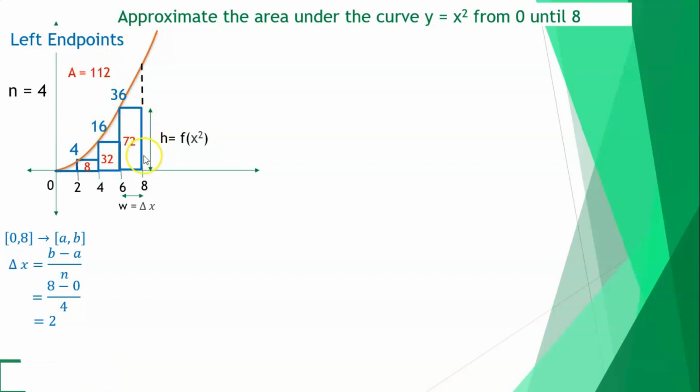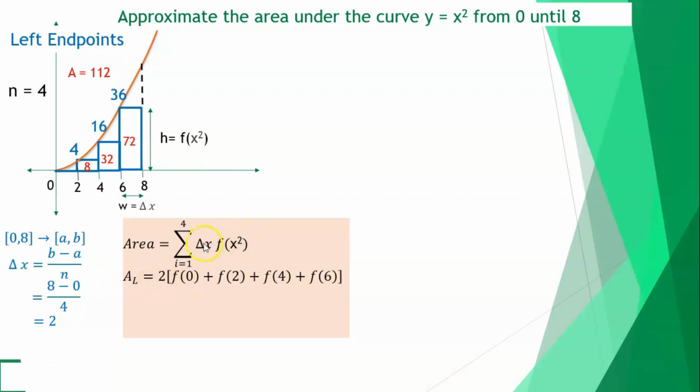So that's the concept of Riemann sums. Now, how about doing it mathematically? With the left endpoints, the area is the summation of the change in x, which is the width, times the height, evaluated from i equals 1 until 4. Take note, this is left. Our width here is 2. For left endpoints, we start from 0, so that would be f of 0, 2, 4, and 6.